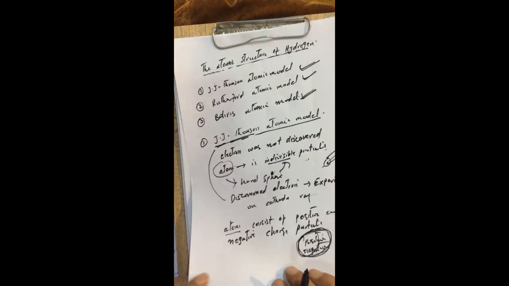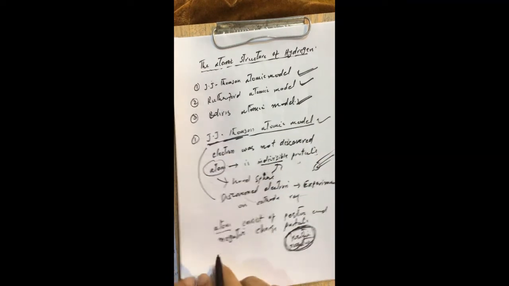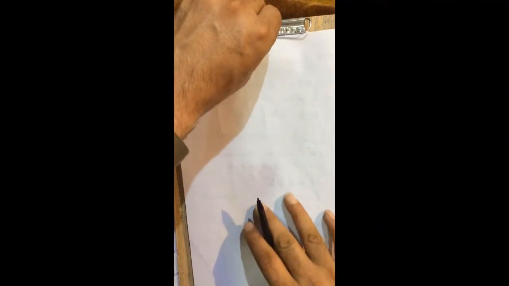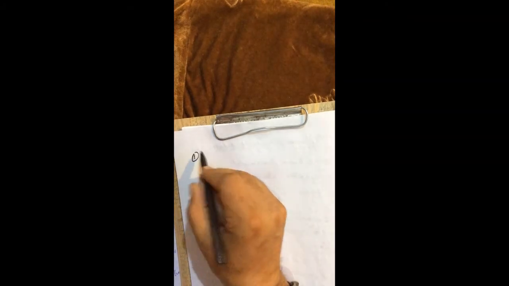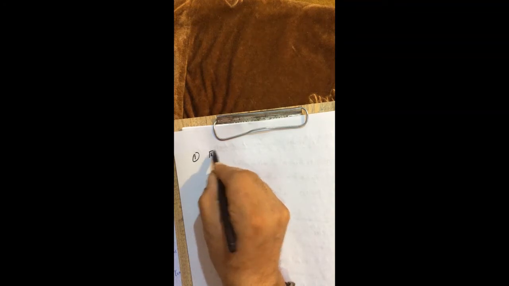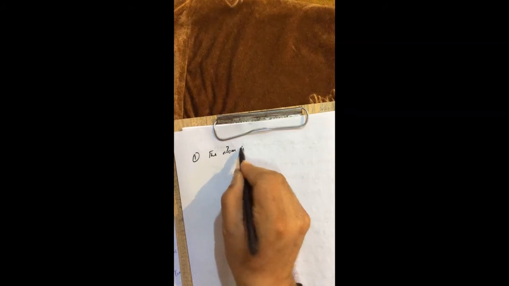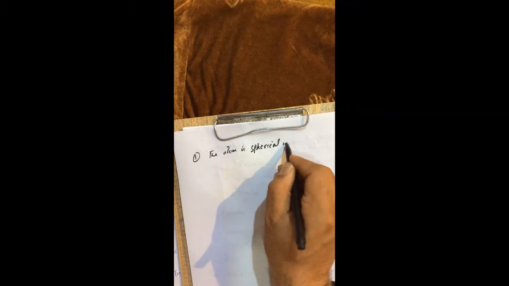This is the history behind this model, why we need this model, and here I will discuss the main features of this model. What are the main features? The first one is that the atom is spherical in shape. According to the J.J. Thomson model, the atom is spherical in shape. This was the first feature of this model.